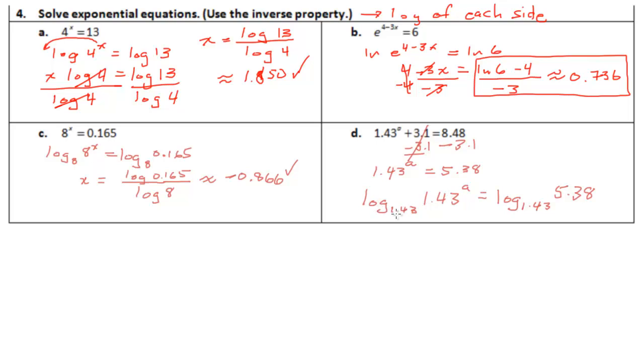The thing is, log base 1.43 of 1.43 to the a is just a. It doesn't matter what the base is, as long as the base and the base of this exponential expression match up, that'll just bring us back to a. And on the right-hand side we have a change of base. This is just log of 5.38 over log of 1.43. I'm not going to go any further. You can figure that out.